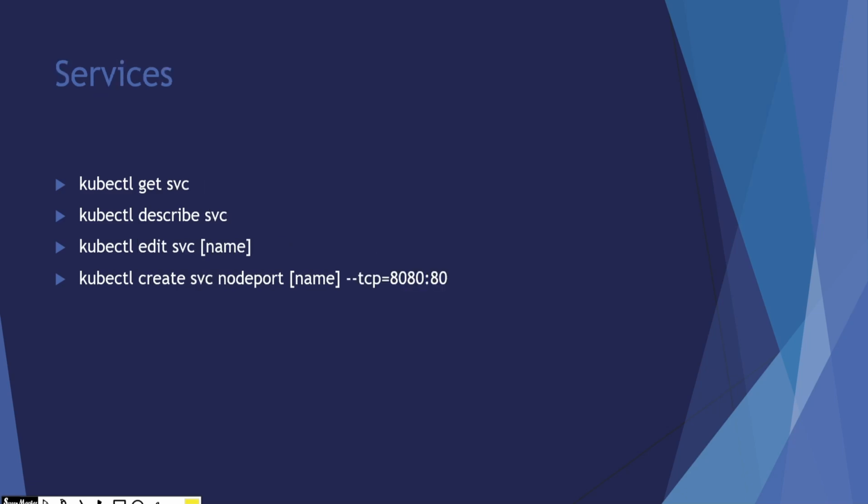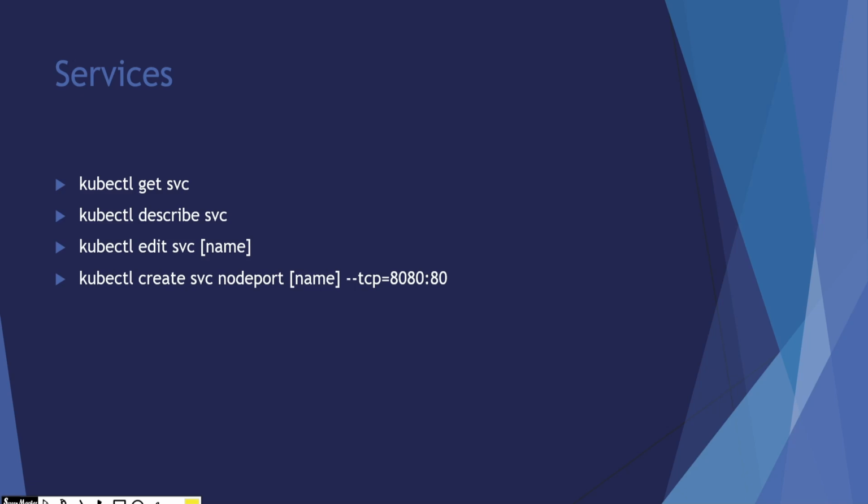Then you have the service concept, right? You all know about services. We'll learn more about each service, and there you will understand why and how that service is used. To see the available services, you have kubectl get services, or you can use svc, the service abbreviation. Then you have kubectl describe, which will describe your service, and you can also edit the service.